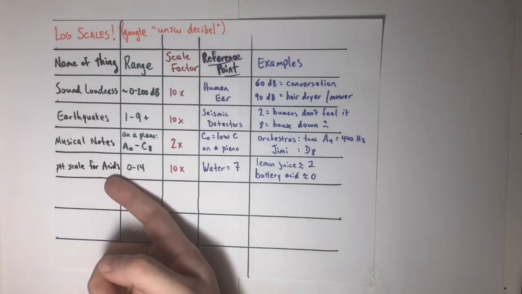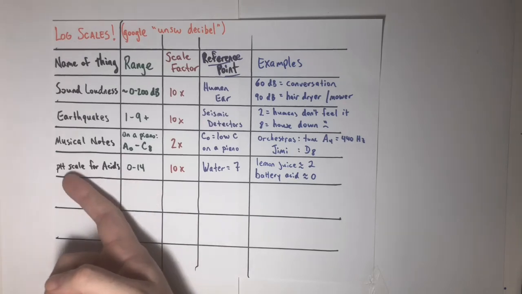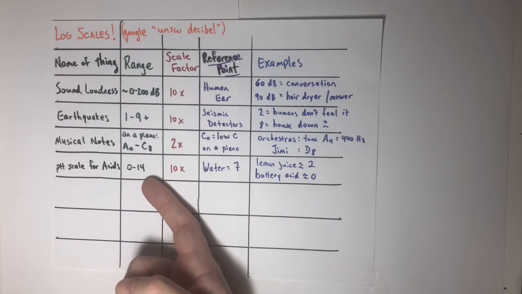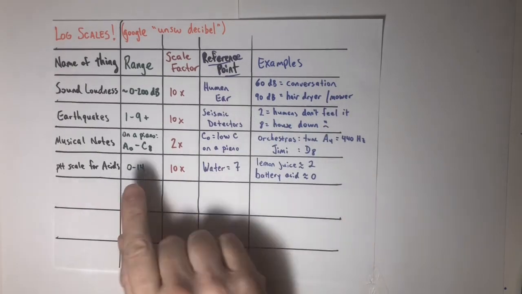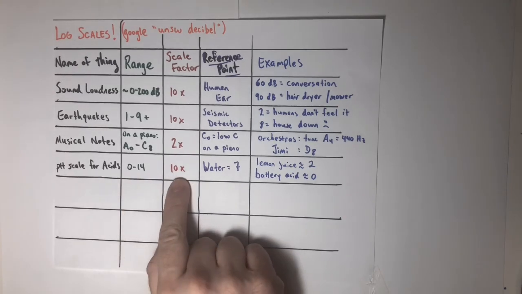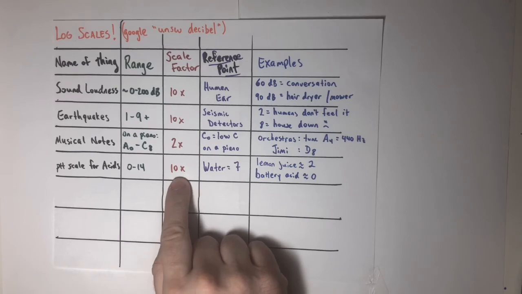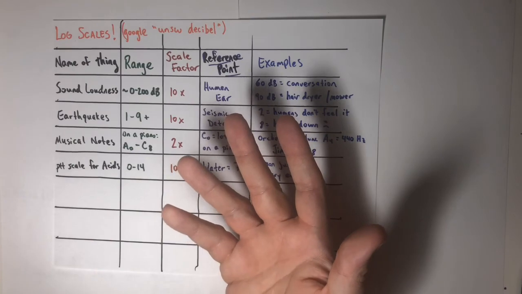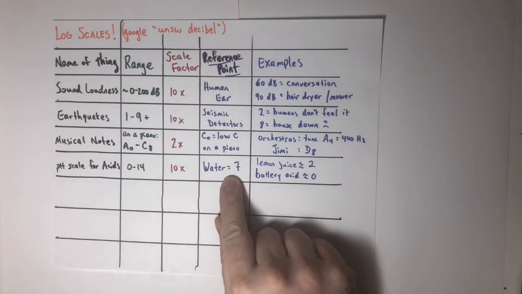One that you might have learned about in chemistry or IPC is the pH scale for acids and bases. That again is a fairly small scale number-wise. It only goes from 0 to 14, but each difference in number represents a factor of 10 in how strong the acid is. So for example, a pH of 4 would be 10 times as acidic as something that has a pH of 5. Water is the reference point in this scale.